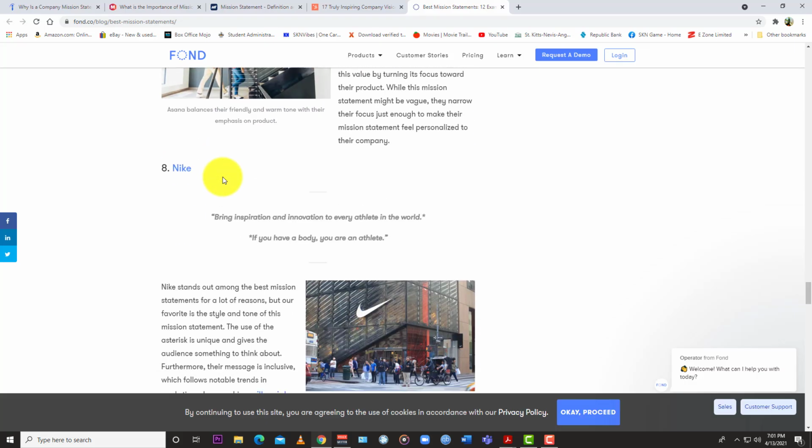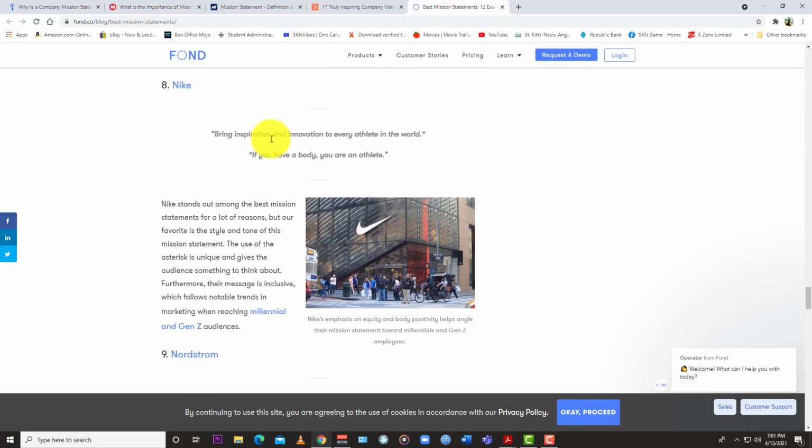So those are a lot of examples. Look at Nike: bring inspiration and innovation to every athlete in the world. If you have a body, you are an athlete. And we know for sure that's Nike living up to that. Because Nike would sponsor para athletes, Nike would sponsor anybody they can, even some bigger persons. They have apparel for plus size ladies to work out in.